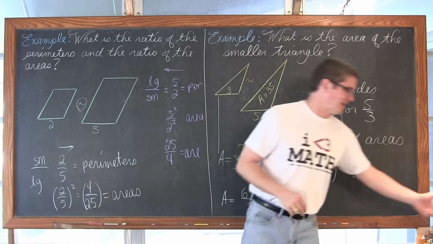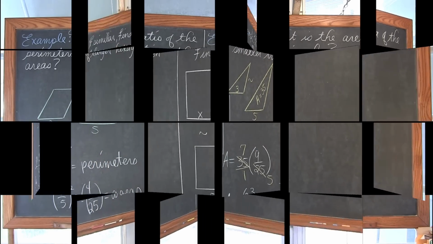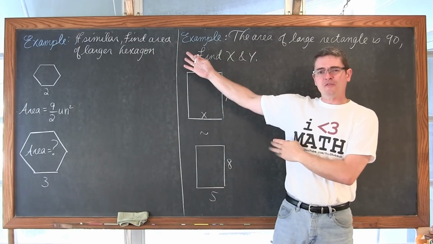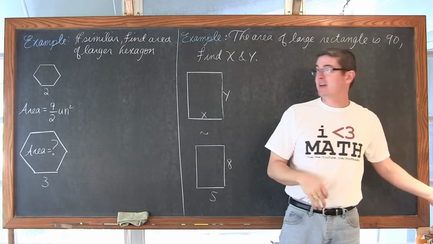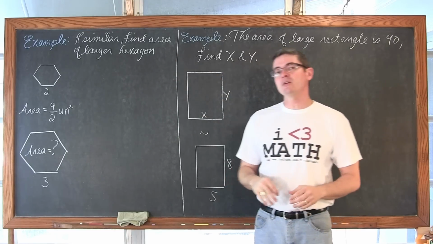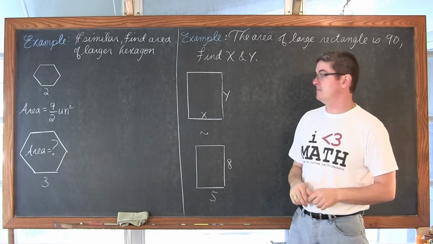Got two more examples for you. Bam! These are the last two examples again. If similar, find the area of the larger hexagon.